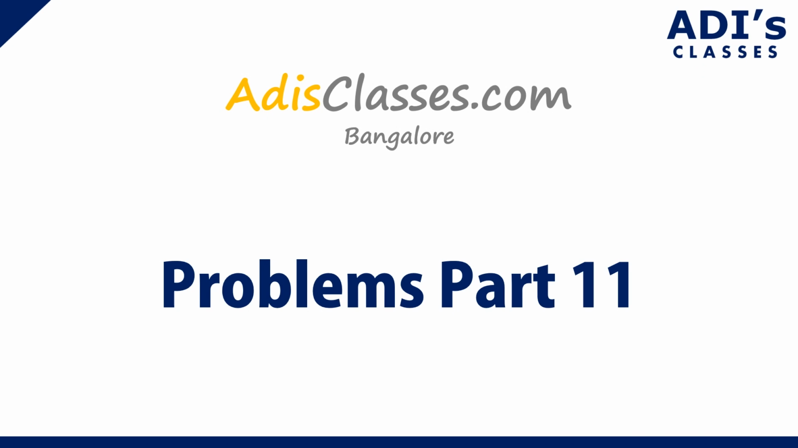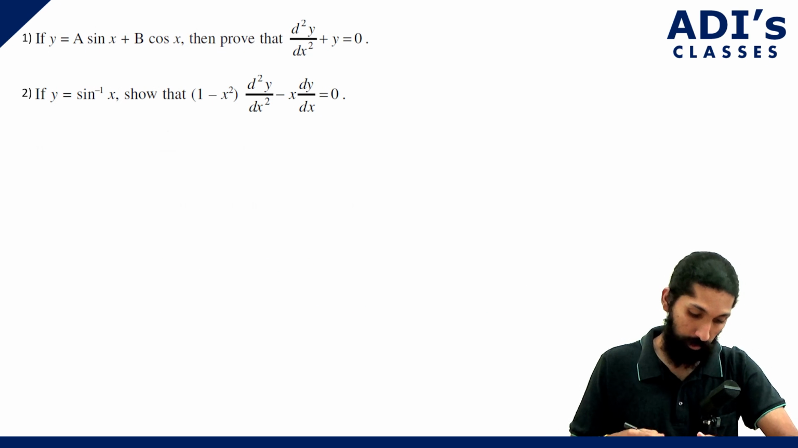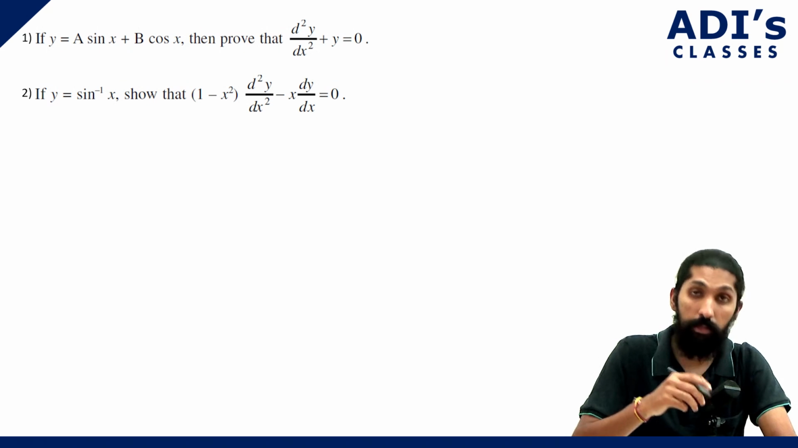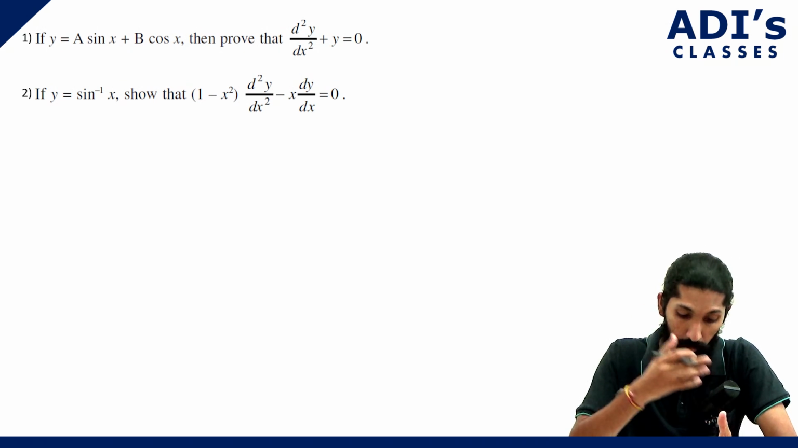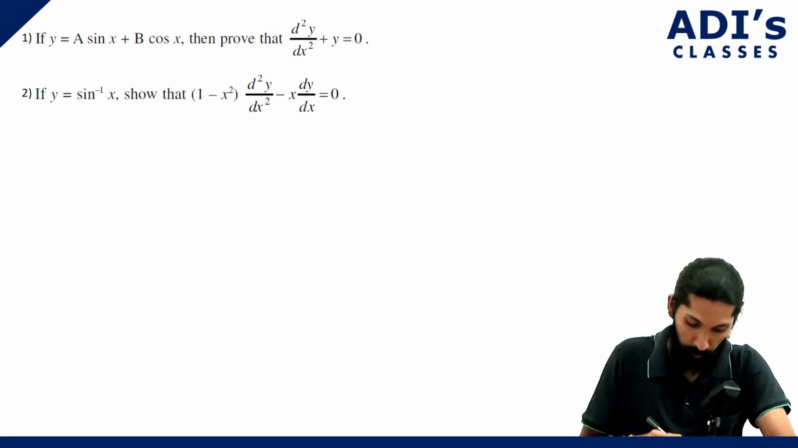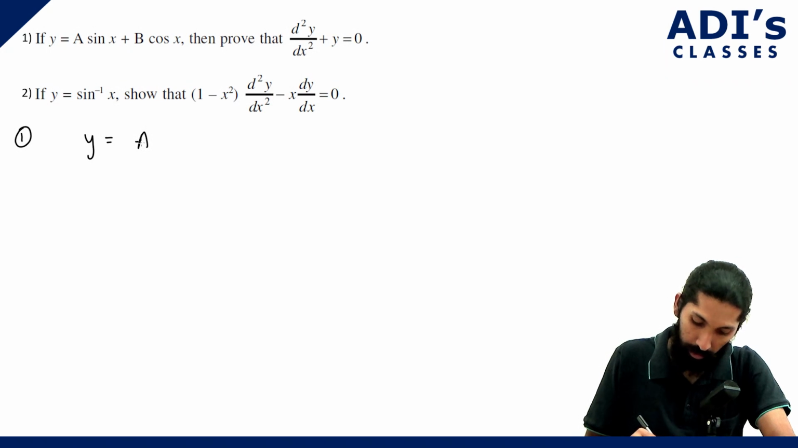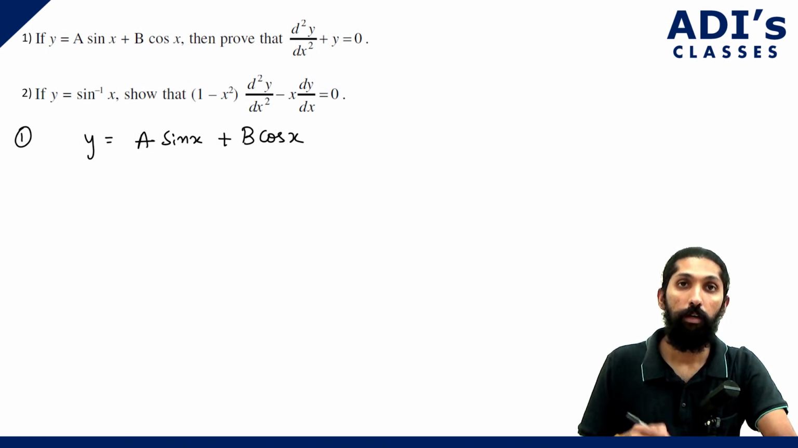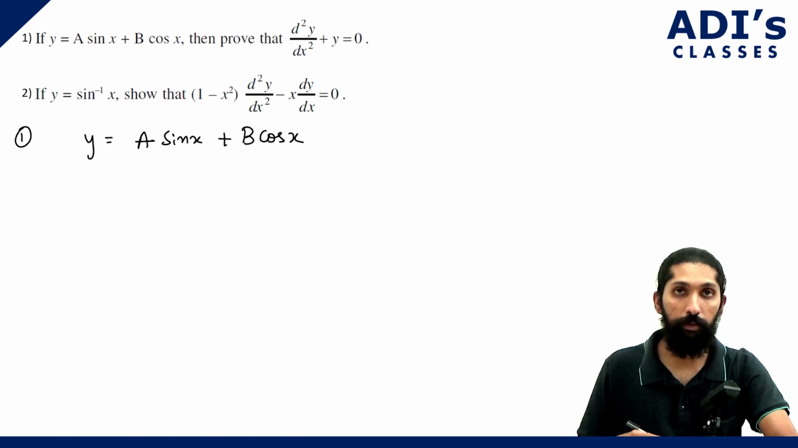Let's solve a few proving problems. Look at the first one. If y is equal to a sin x plus b cos x, then prove that y double dash plus y is equal to 0, correct? So first, we'll take the value of y, which is a sin x plus b cos x. Alright, differentiate. First order derivative.